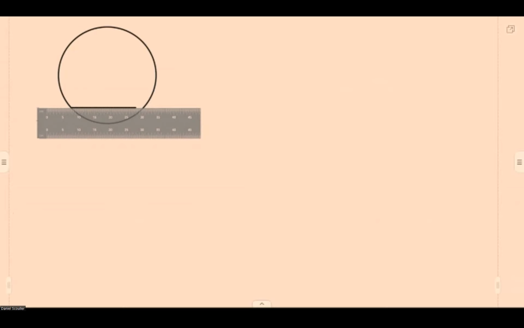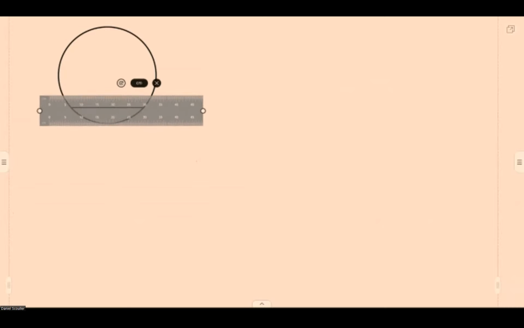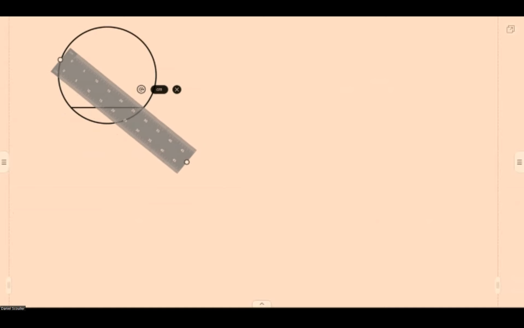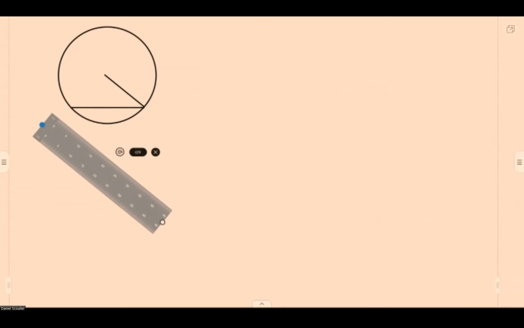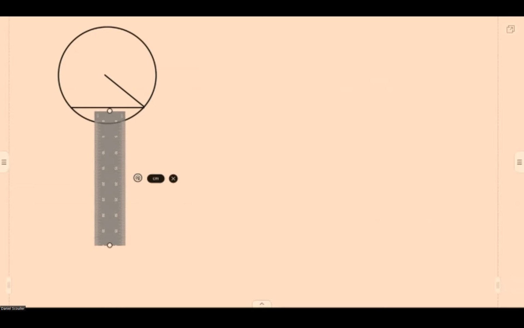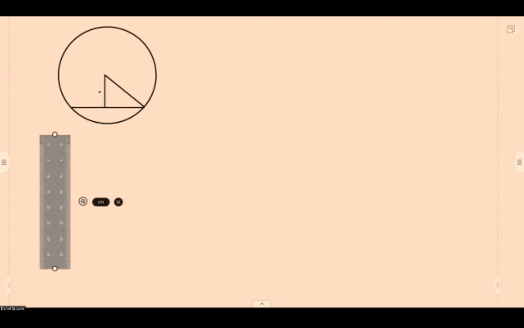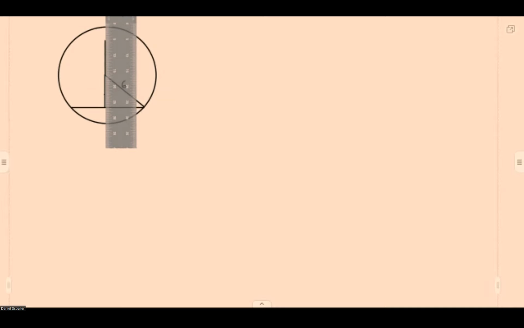So when you may get asked to find the length of that chord, that's a typical question as well. There is 6. You don't get given that.